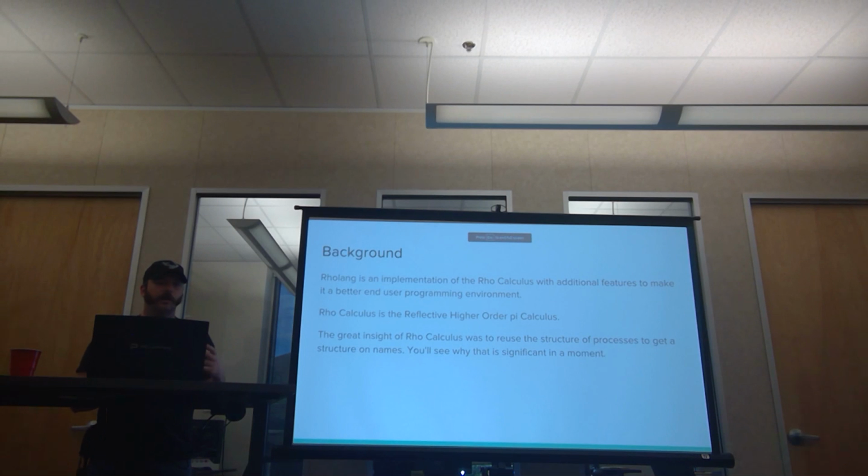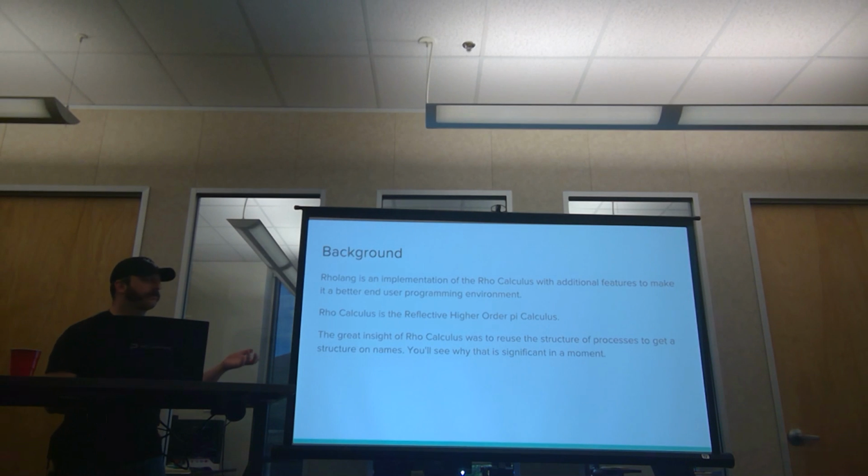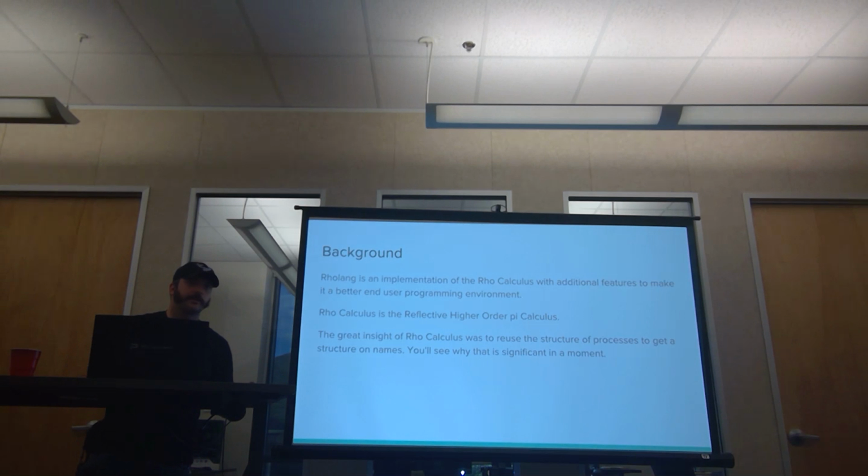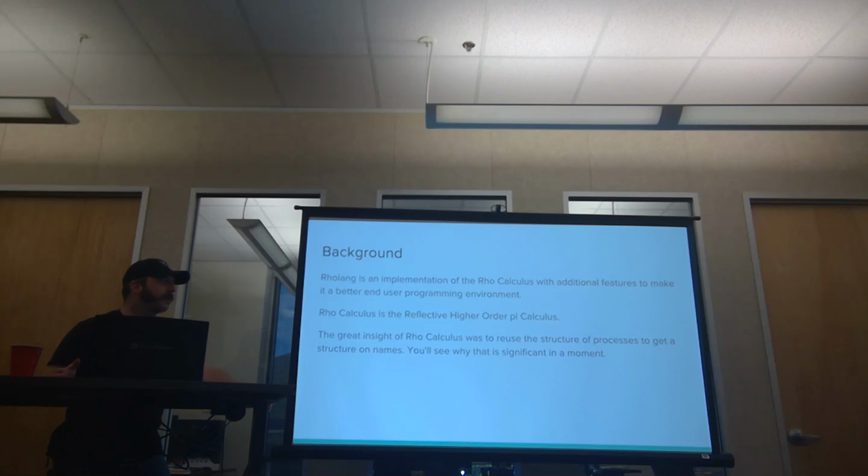Okay, so some background. RHOLANG is an implementation of the rho calculus, just like you might call Haskell or ML an implementation of the lambda calculus. And it's got additional features to make it better for end-user programming. So the rho calculus, rho is actually an acronym. It stands for reflective higher-order pi calculus. Those are kinds of mathematical models of parallel programming that have been around for a long time.